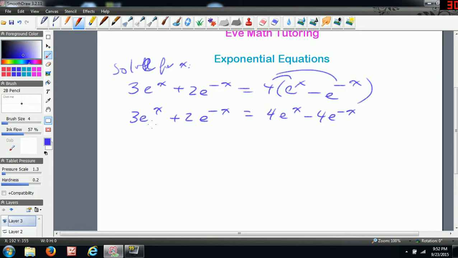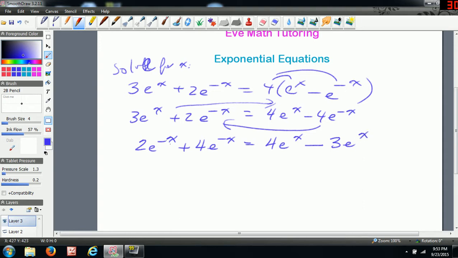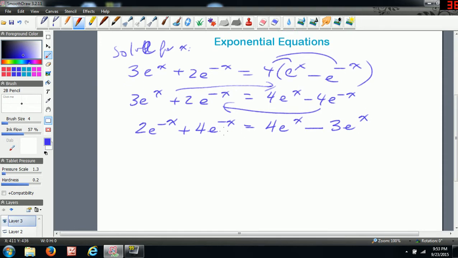And then I would try to collect like terms. So e to the x and e to the x are like terms, and I'm going to put them both on one side. I'm going to bring the 3 over here. I'm going to bring this over here because e to the negative x and e to the negative x are like terms. When I bring the 4 over, it does become a positive. As you know, when you bring something over to the other side of the equal sign, it changes signs. So over here, this is positive 3, so when I bring it over to the other side, it becomes negative 3. Now I've got like terms, and because these are like terms, I can go ahead and add them. So this becomes 6e to the negative x, and this just becomes e to the x.